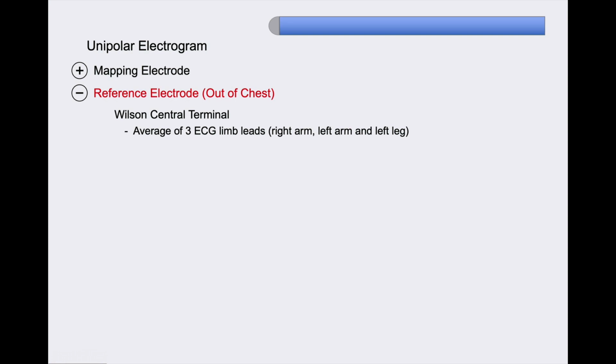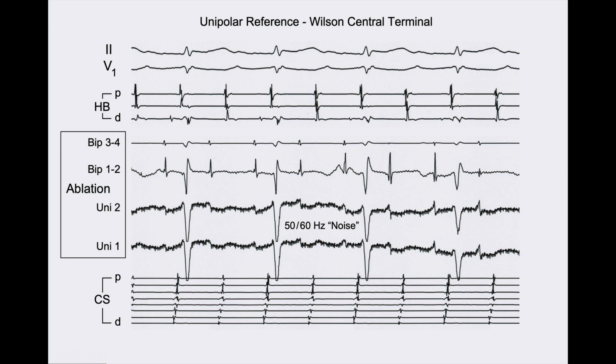The Wilson Central Terminal is the average of the three ECG limb leads: the right arm lead, the left arm lead, and the left leg lead. Here is a patient with a macro-reentrant left atrial tachycardia, and you see an ablation catheter in the left atrium. Here is the proximal bipolar electrogram, the distal bipolar electrogram. This is the unipolar electrogram from the ring, or the second electrode, and the unipolar electrogram from the tip electrode.